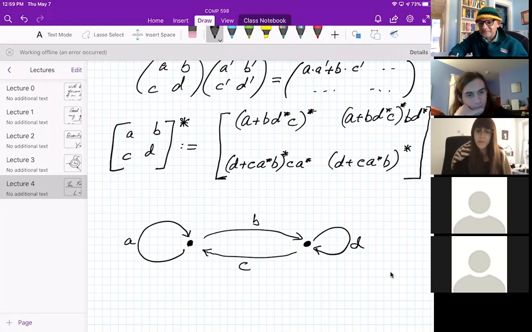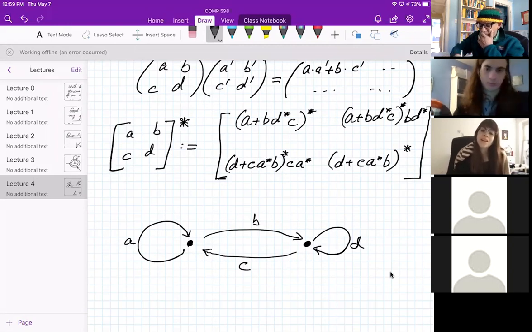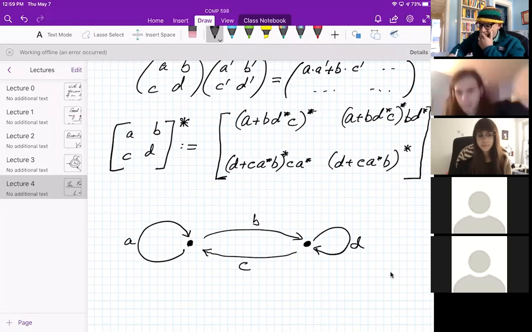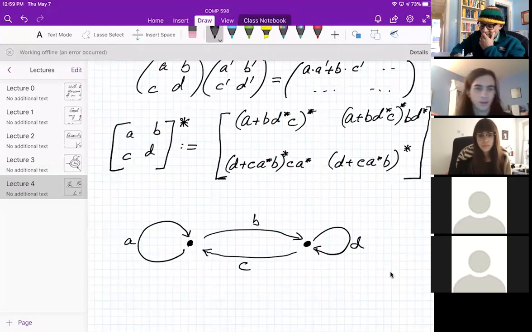You ask, where did the second entry come from? Well, you ask, how do I get from A to B in this picture? Well, I can go like this, then I can go like that, and I can repeat that as many times as I like. Then I can go there, and then I can loop around as many times as I want.